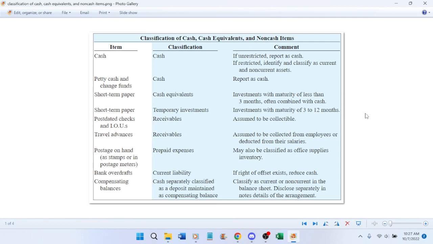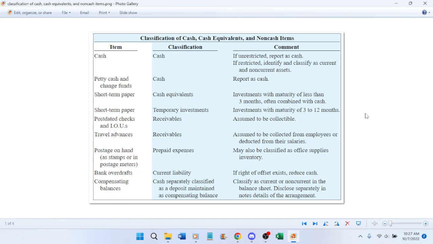Bank overdraft. Current liability. And if right of offset exists, reduce cash. Compensating balance, separately classified cash as a deposit maintained as compensating balance.